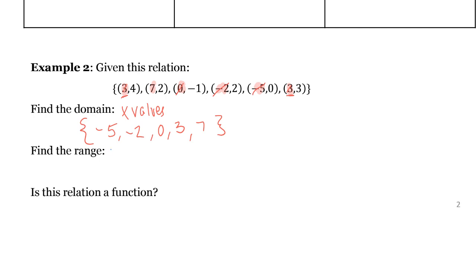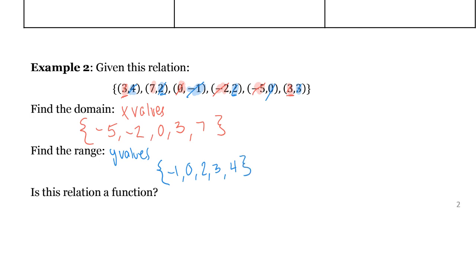And then we need to find the range, which is your y values. So our y values, we have to put those in order from least to greatest. So we have -1, we have 0, we have 2 2s, so we only put that once. We have 3, and then 4.